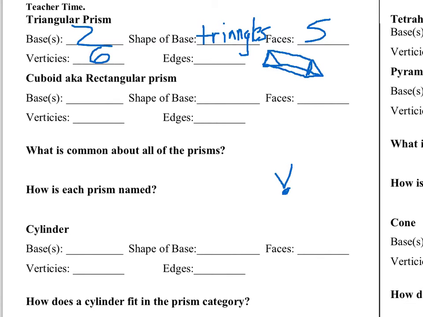Edges are slightly different. It's like the corner of the room. This has 1 edge, 2 edges, 3 edges, 4 edges, 5 edges, 6 edges, coming over to the other side, 7, 8, and 9 edges. How many edges? 9. And I just threw your book on the floor. I'm so sorry. I'll pick it up, I promise. There we go. All right.